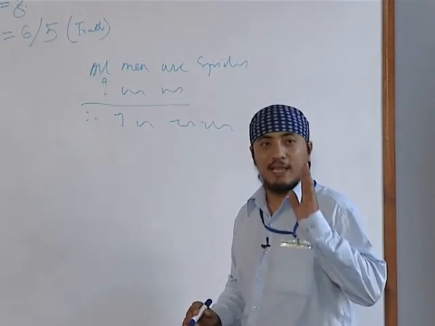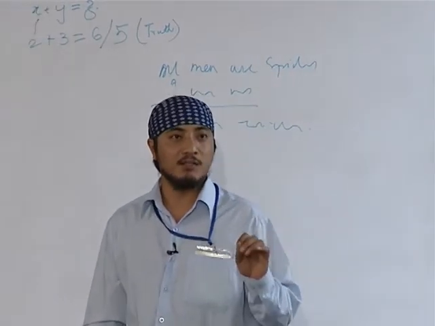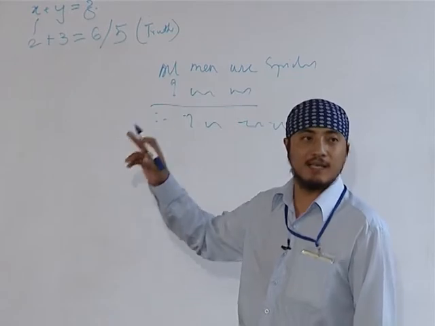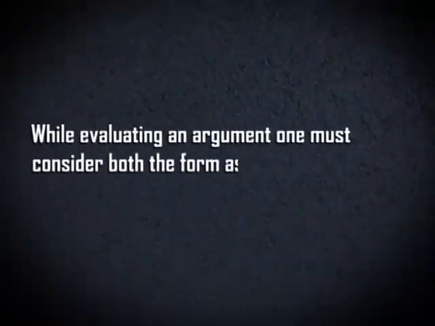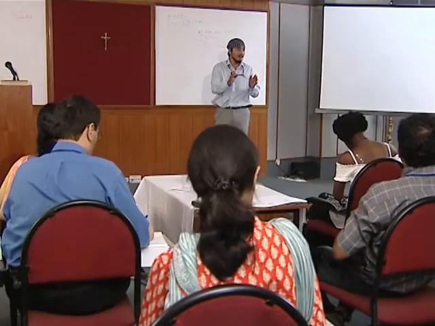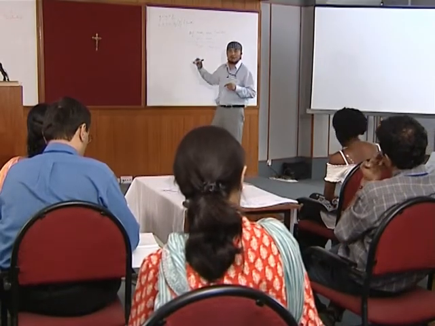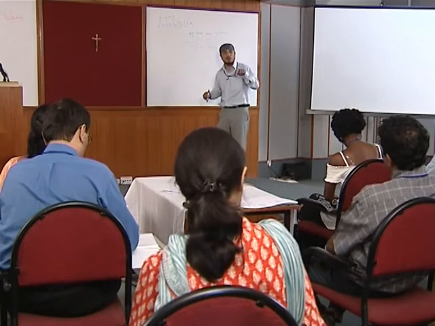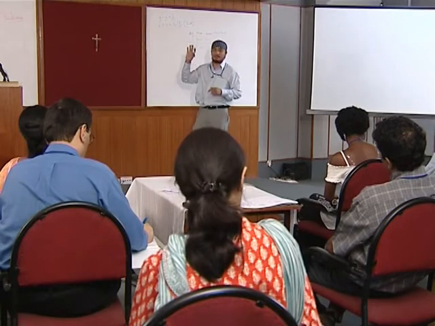So that means when I am evaluating an argument, I must consider both the form as well as the content. I must examine both. If I just examine the form, I will only know whether the argument is valid or invalid. And if I only examine the content, what will happen? The propositions taken in themselves may be true, but the form, the structure, may be invalid.